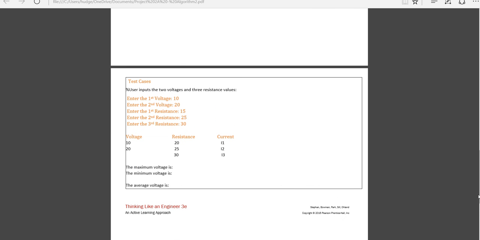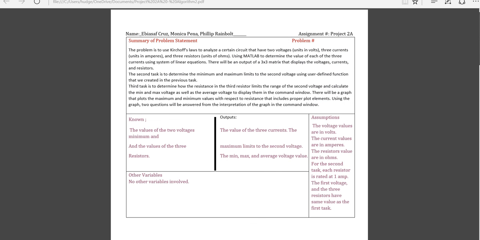Here's an example of a test case. The user inputs two voltage values and three resistance values. And here it will display a 3x3 matrix. Since there are only two voltages, this is empty. And then from there we're able to see what we get for the second and third task.